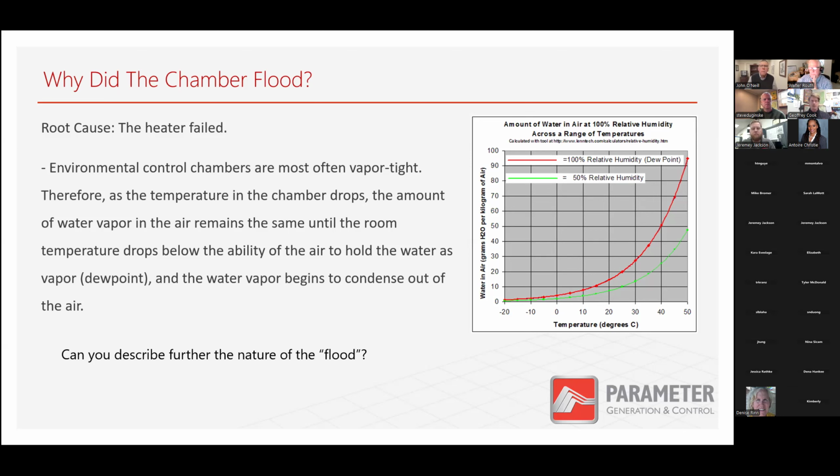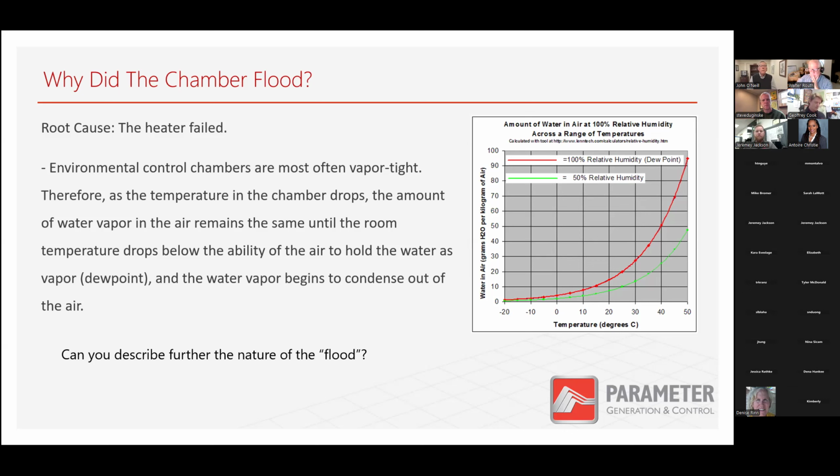Again, one of my questions here, just to kind of encourage conversation. If anyone has different questions or a different take on it or has experienced anything like this, feel free to contribute to the conversation. But the nature of the flood is more like a full room saturation.